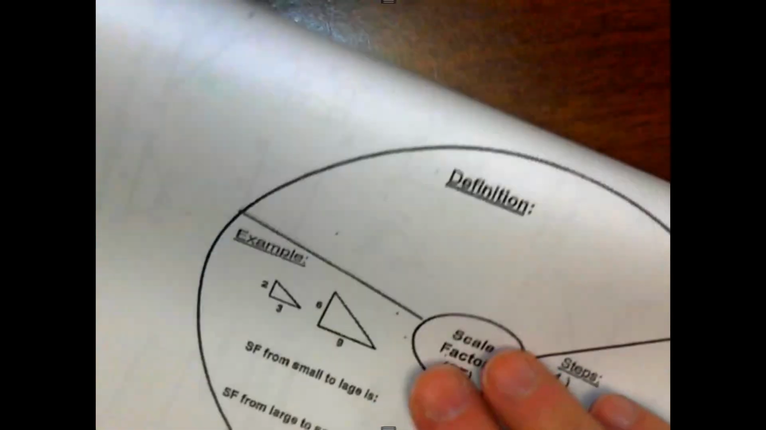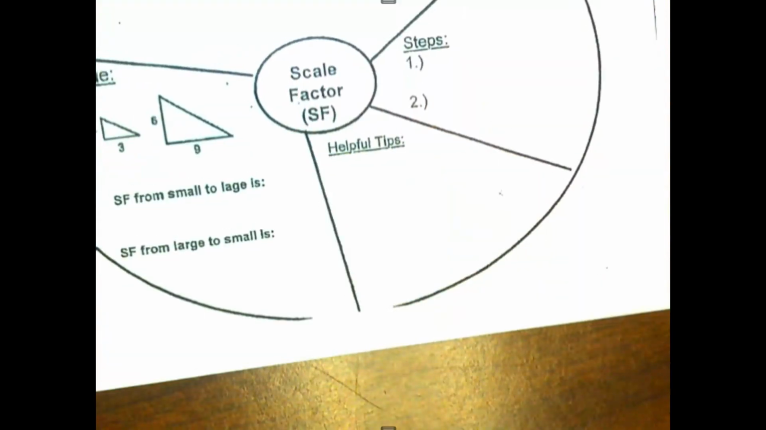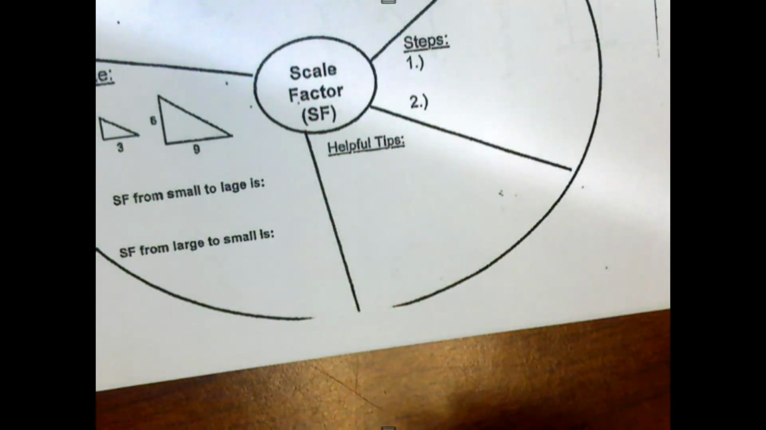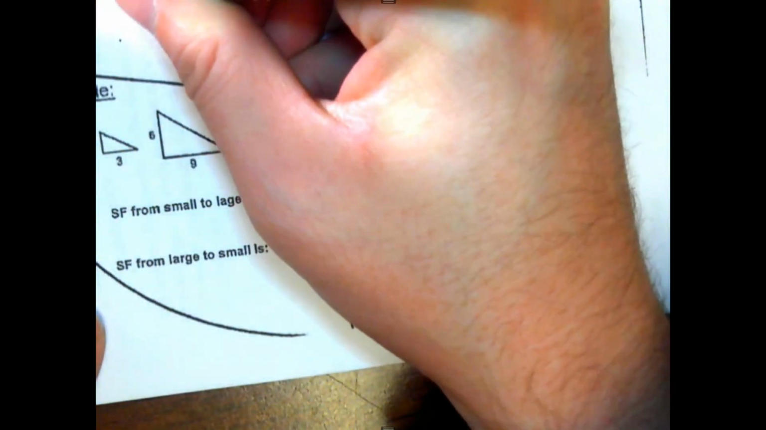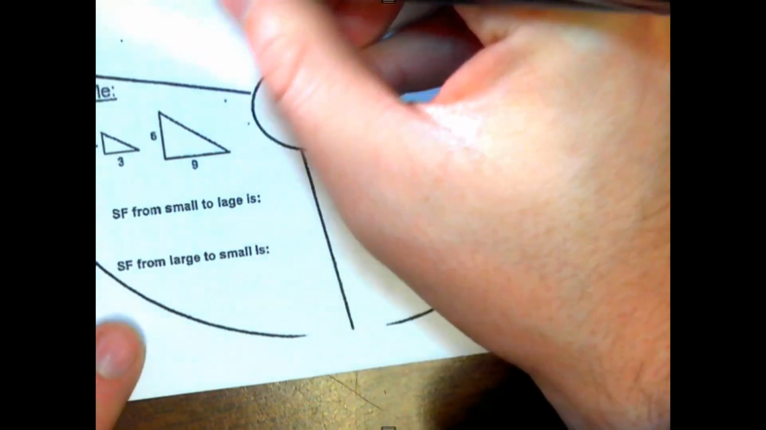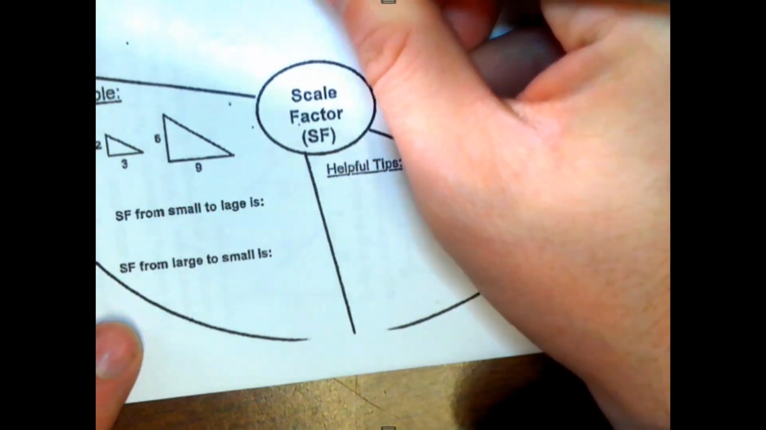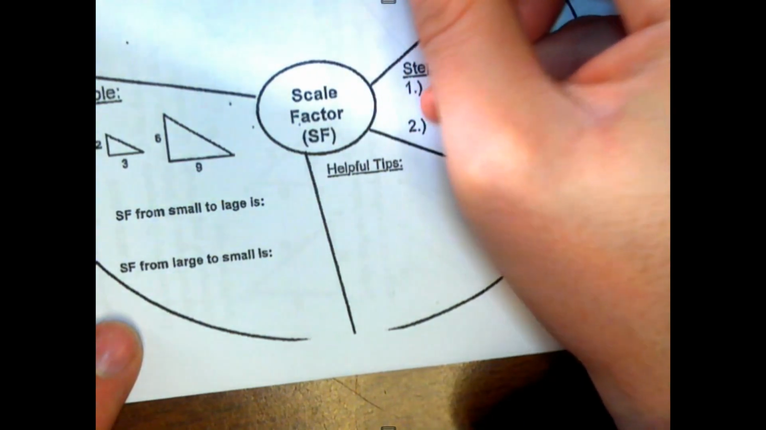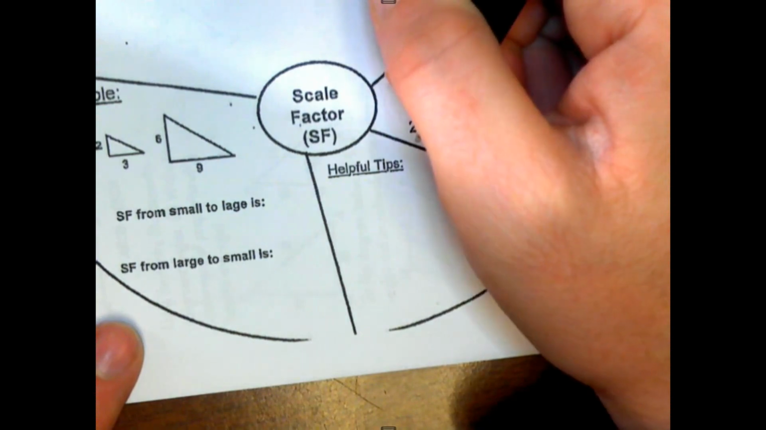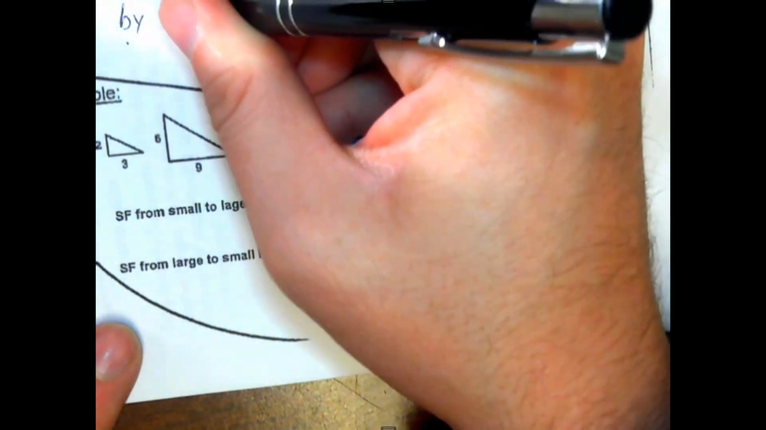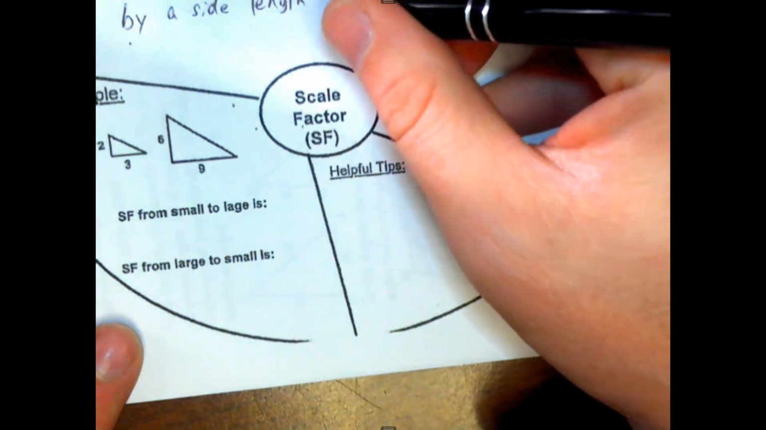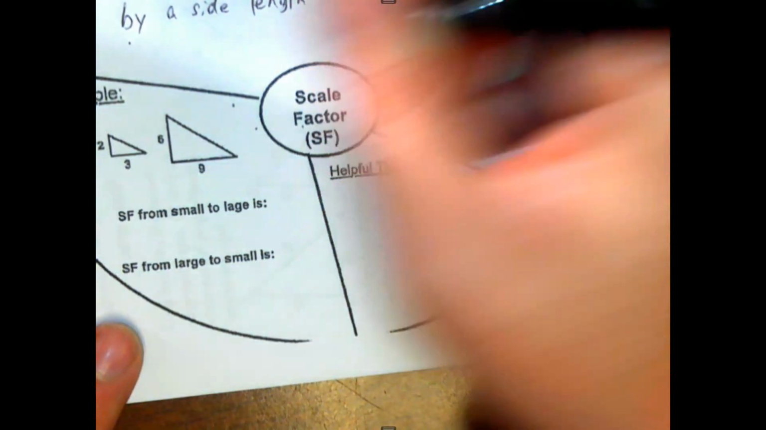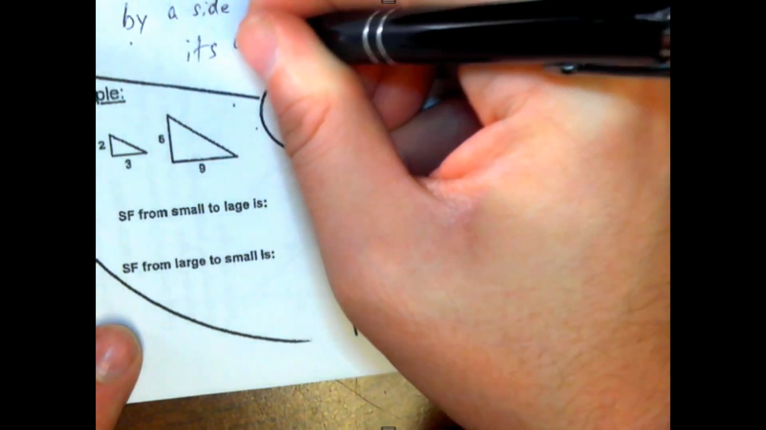And let's go ahead and fold this over and take a look at this on the back. So our definition of scale factor is a number that is multiplied by a side length to get its corresponding side length.